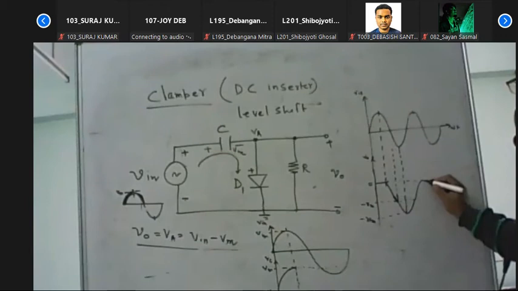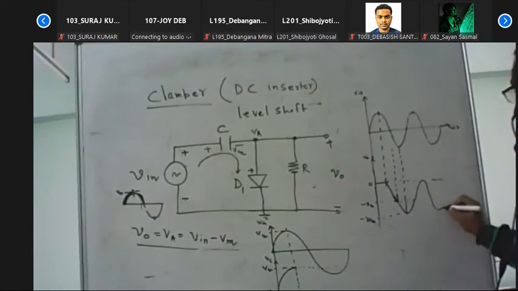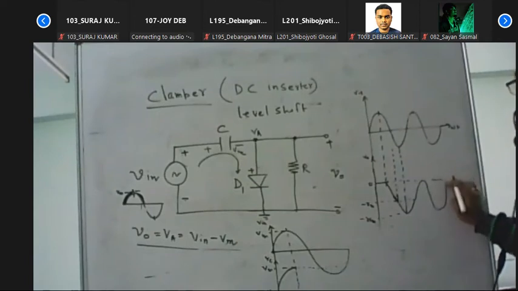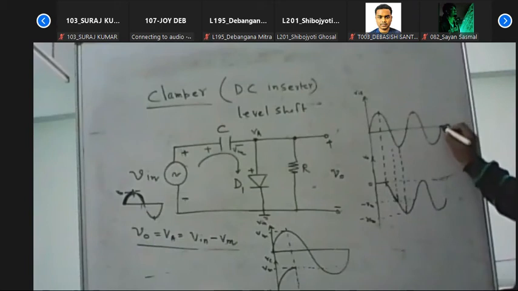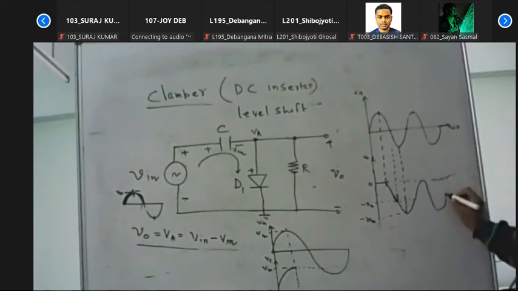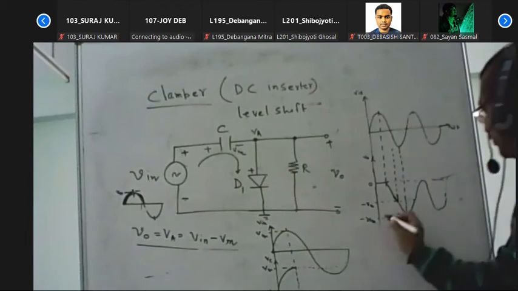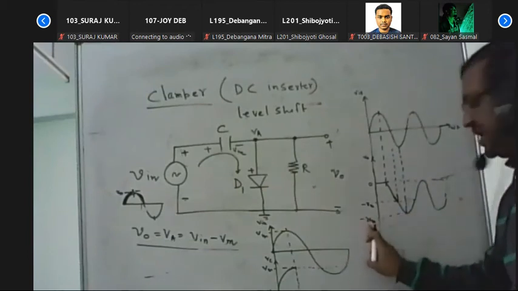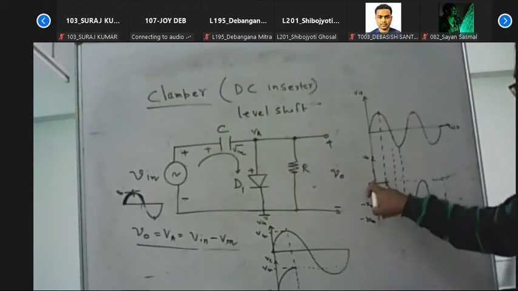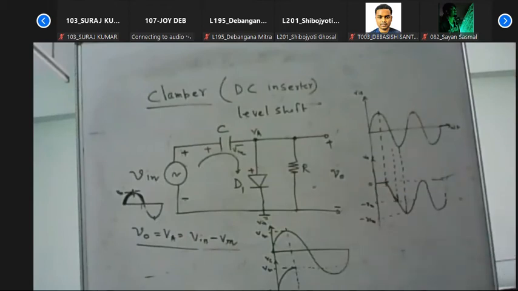Then again it will go down, so again up to minus Vm. In that way it will change. So that means we get this type of waveform. It is 0, so it is up to minus Vm. So we get this waveform. So here the minimum value of the signal is minus 2 Vm and the maximum value of the signal is 0.